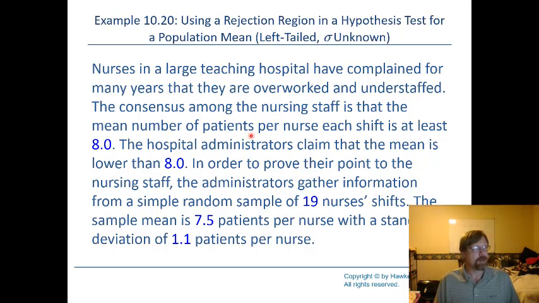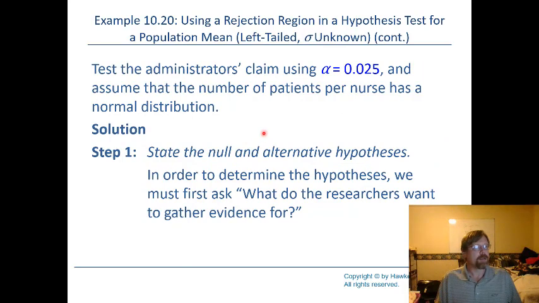Okay, so we've got nurses claiming that they see at least 8, so greater than or equal to 8. Administrators believe that it's less than 8, so null hypothesis greater than or equal to 8, research hypothesis less than 8, sample size 19, sample mean 7.5, sample standard deviation 1.1. Want to use a 0.025 significance level, and let's assume the number of patients per nurse has a normal distribution.